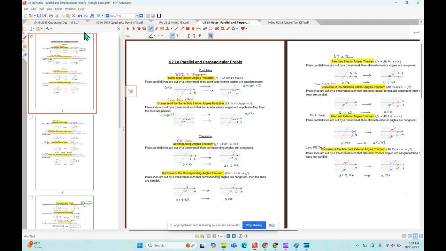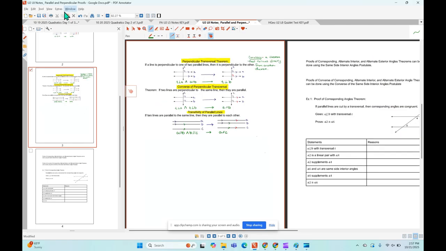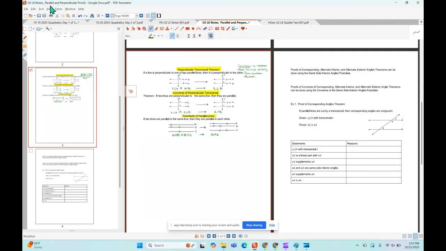All right, welcome to this video on writing parallel and perpendicular proofs. In the last video, we actually went over some common rules that are used in those proofs, and now we're actually going to write a few proofs together that involve parallel and perpendicular lines.